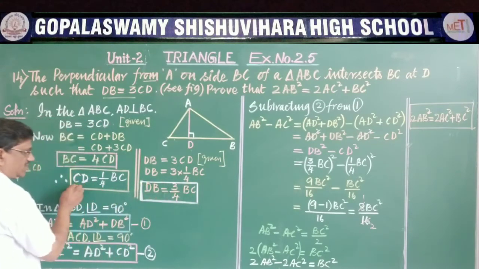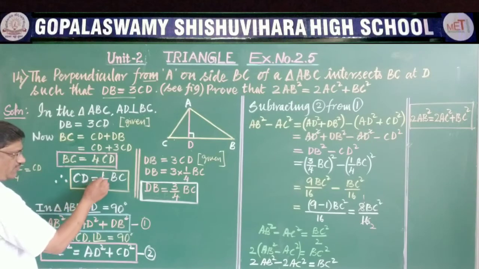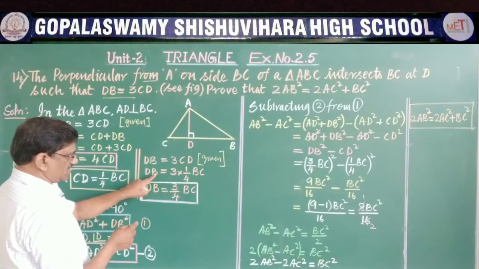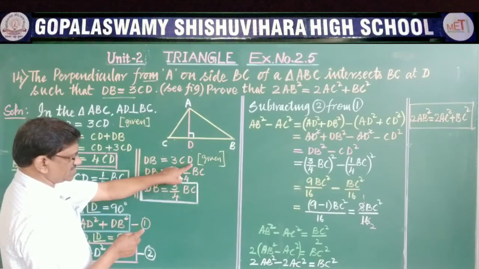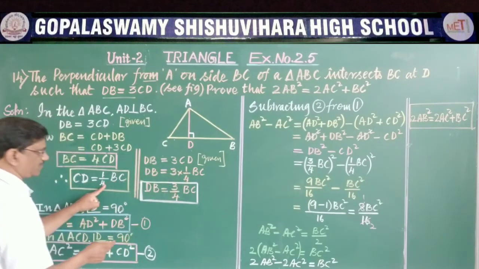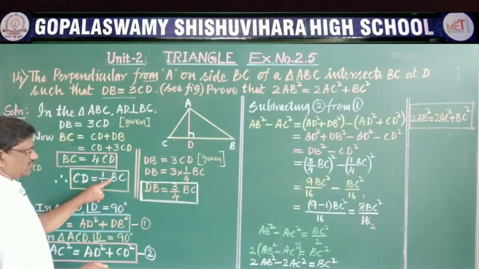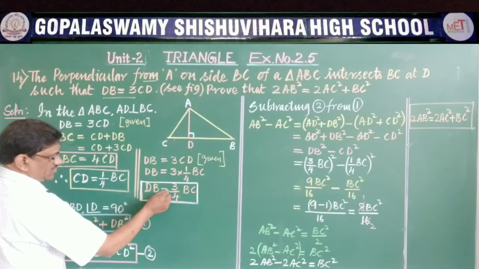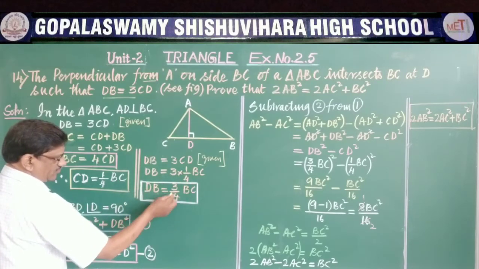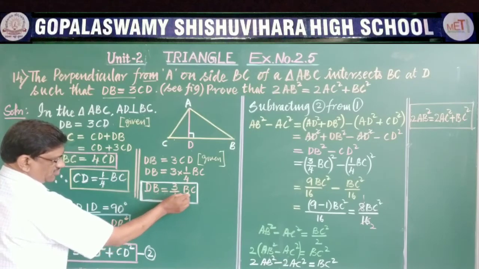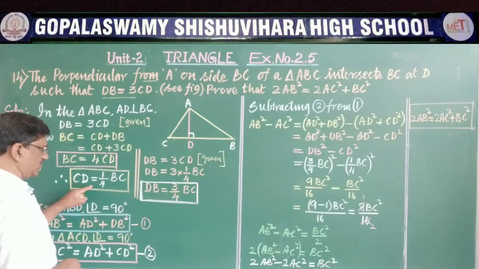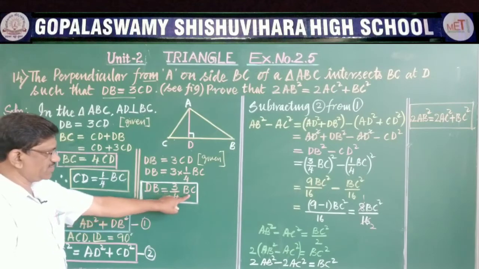What we have proved here is that CD is equal to 1/4 of BC. So keeping DB is equal to 3 into, in place of CD I am substituting 1/4 of BC, because CD is equal to 1/4 of BC. Then DB is equal to 3 ones are 3 divided by 4, that is 3/4 of BC. So we have a relation of CD with respect to BC, and DB with respect to BC.